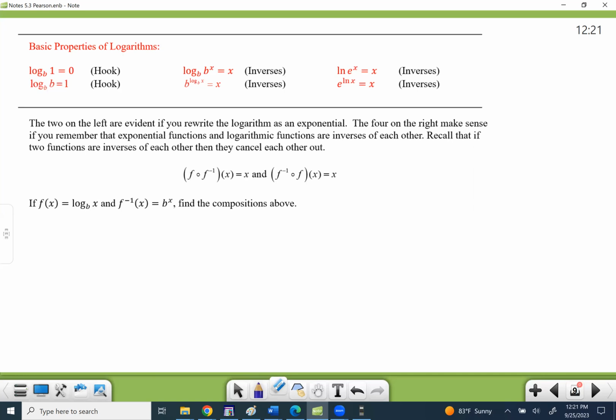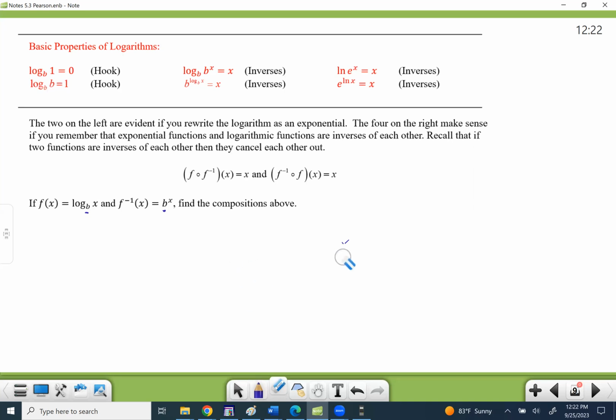Let's take a look at these two functions here. We've got f of x, which is log base b of x. We claim that its inverse then is the exponential, b to the x. So the b's have to match. You couldn't say, log base 3 of x, its inverse is 2 to the x. No, you've got to make sure the bases match, okay? So this logarithm will be the inverse of this exponential.